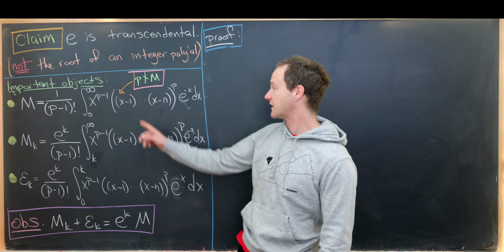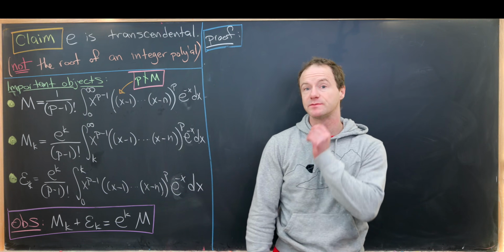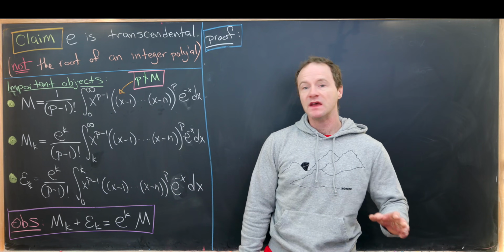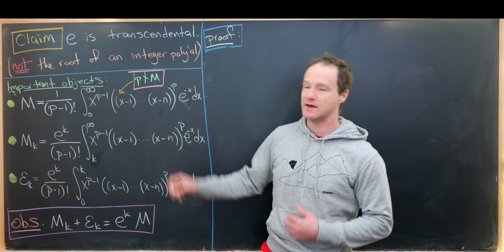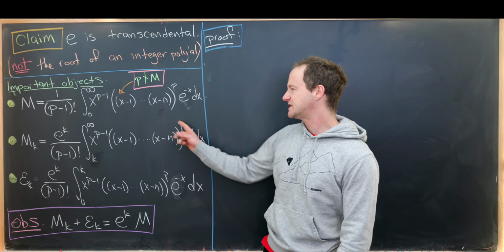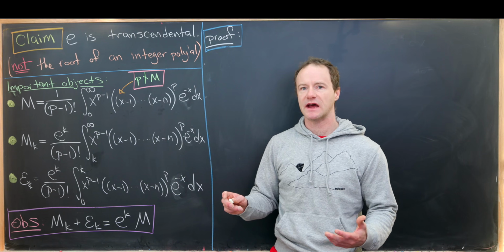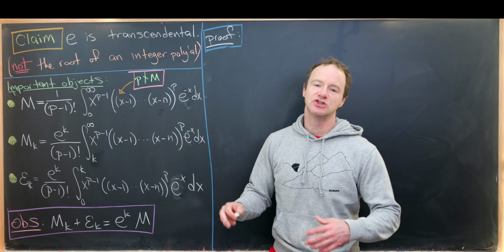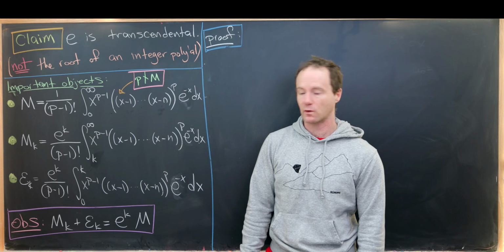We just got done showing that this number M was not a multiple of p. In other words, p does not divide M. Now we're going to start to analyze this number M sub k. And I should say k here could really be any natural number, but for us, we're going to take it between 1 and n, just for the purposes of our proof moving forward.